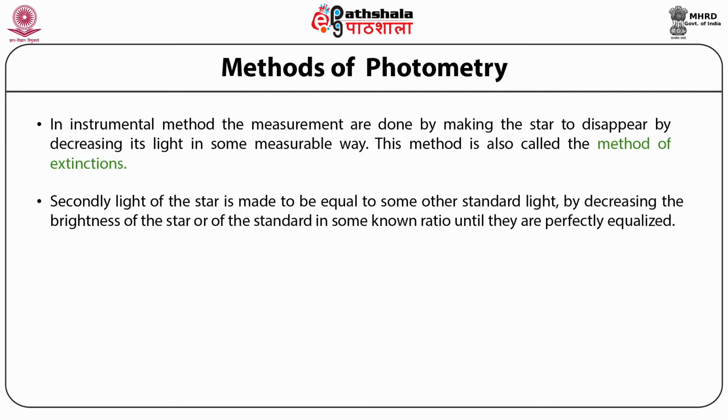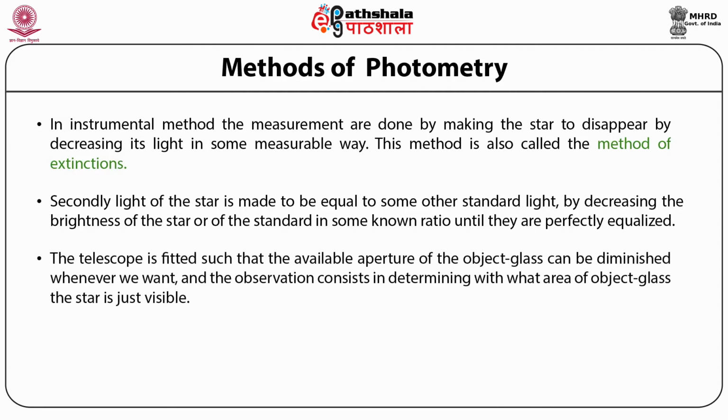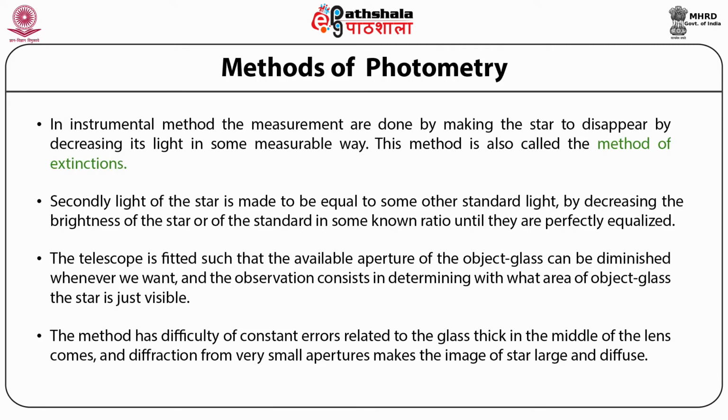This includes the photometers working on the principle of limiting apertures. The telescope is fitted such that the available aperture of the objective glass can be diminished whenever we want, and the observation consists in determining with what area of the object glass the star is first visible. This method has the difficulty of constant errors relative to the glass being thicker in the middle of the lens, and diffraction from a very small aperture makes the image of the star large and diffuse.